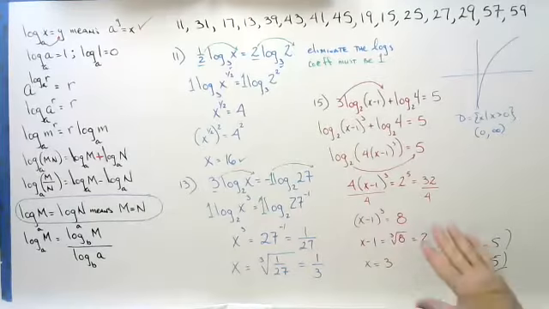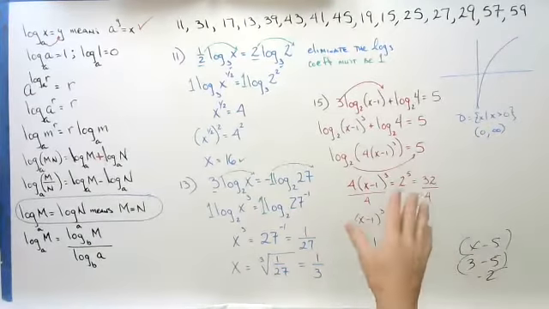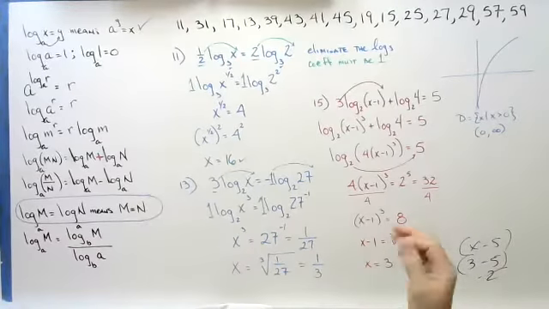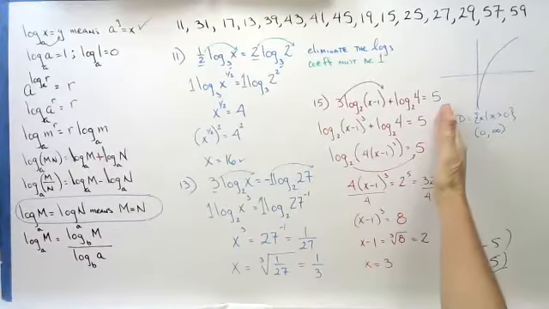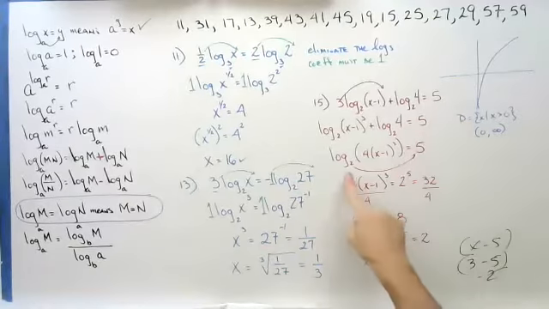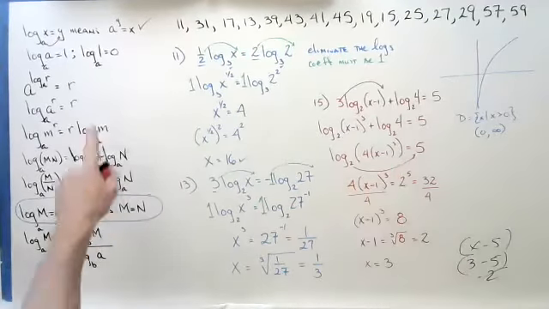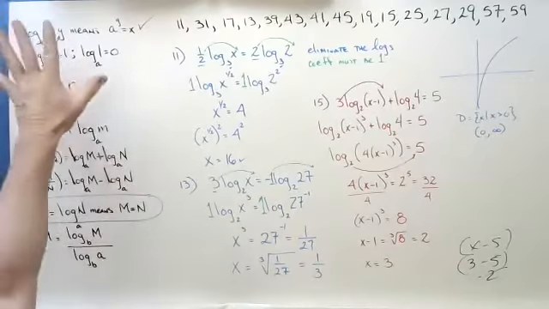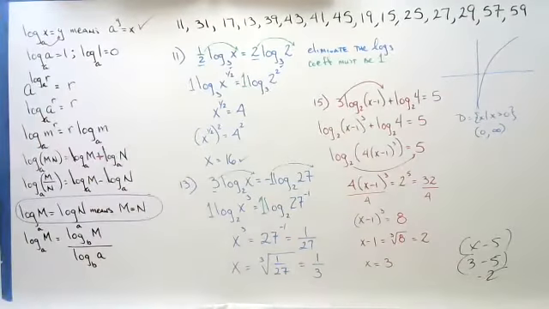So this problem was different. That's why I picked a different color. The pink problem was different. We didn't have a log on both sides. We had a number on this side. So I got one log and I made it go away using my definition. Didn't even use a property. I just used my definition of logs. So if we have a number, this is how we're going to do the problem.